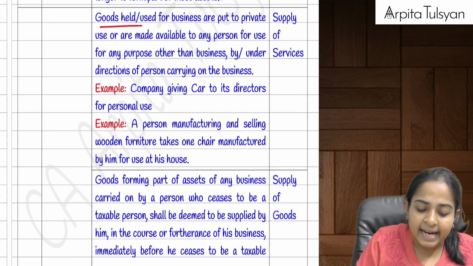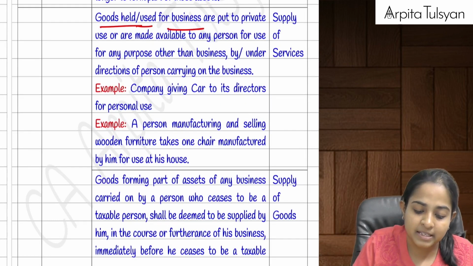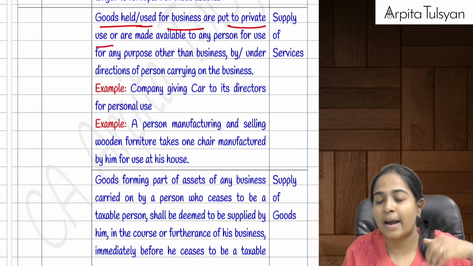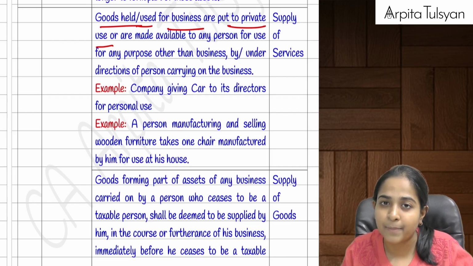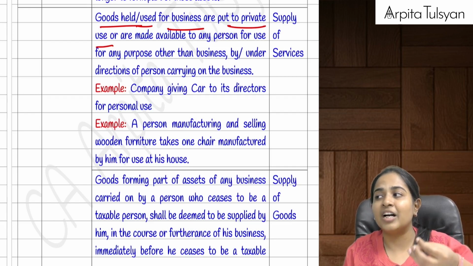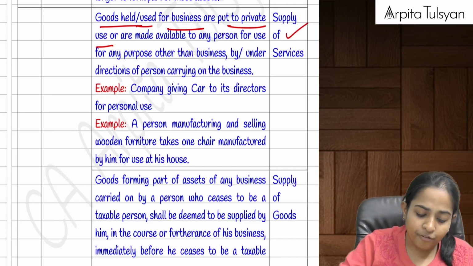Then goods held or used for business. I have some goods for my business which are put to personal use. Just put to personal use. I am not selling it. I am using it for personal purpose. Example, a company giving a car to its employees for their personal use. Then this will be called as supply of service.